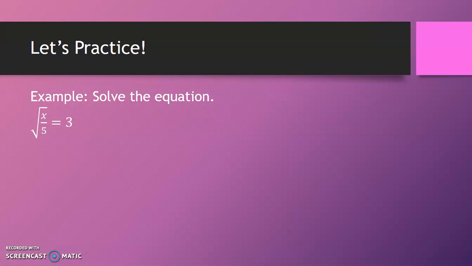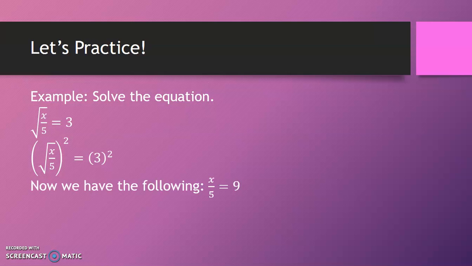For this next one, we have underneath the square root sign x over 5 equals 3. We're still going to start by squaring both sides of the equation. On the left side, we're going to be left with that fraction, x over 5, and on the right side, we're going to have 9.